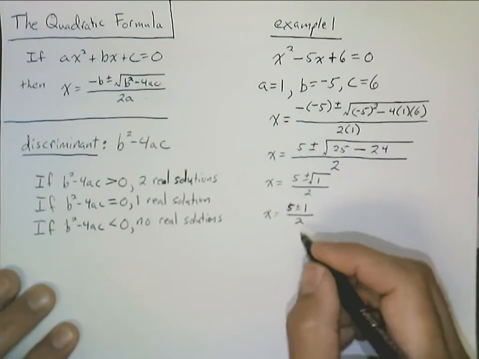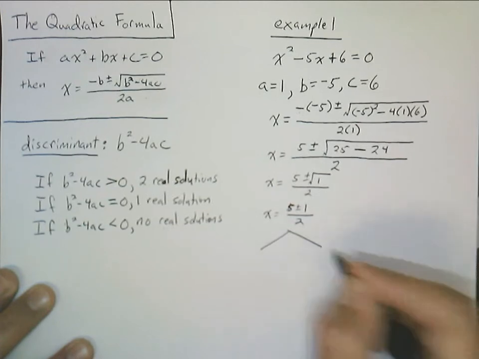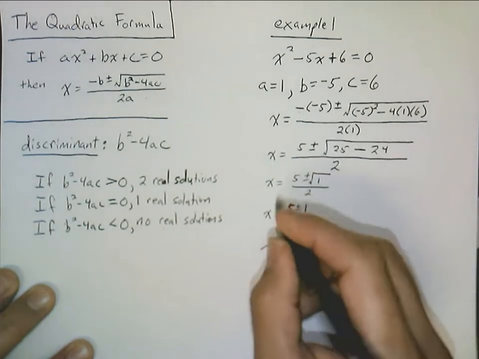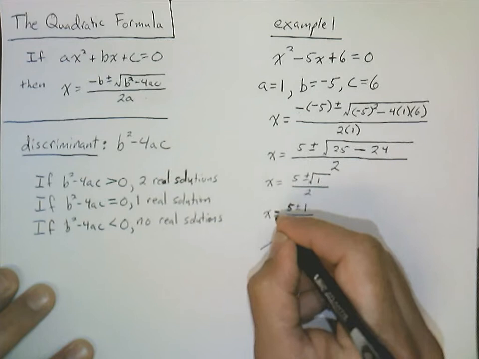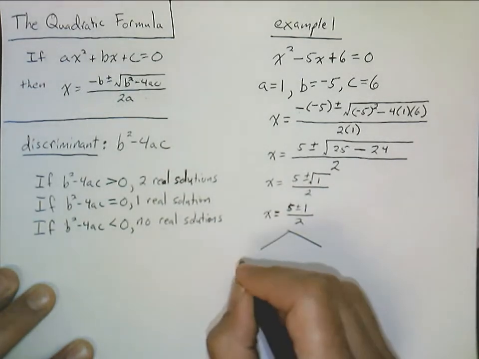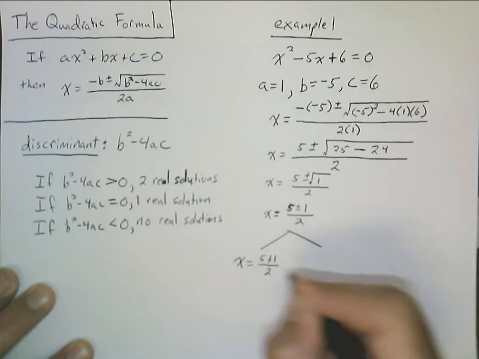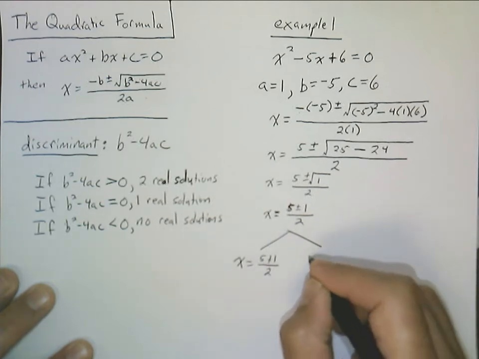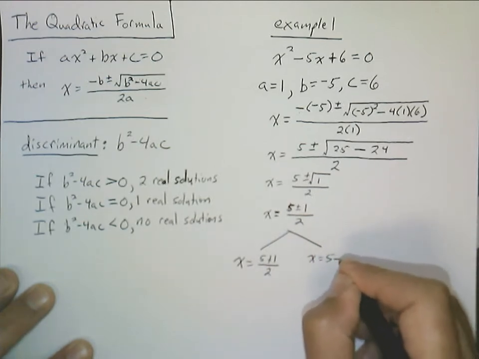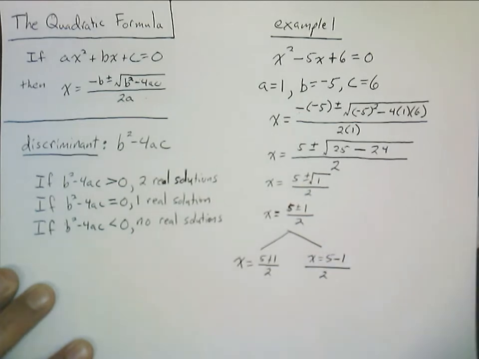So what this really means now is we have two different solutions. One using plus and one using minus. So x is equal to 5 plus 1 divided by 2, or x is equal to 5 minus 1 divided by 2.